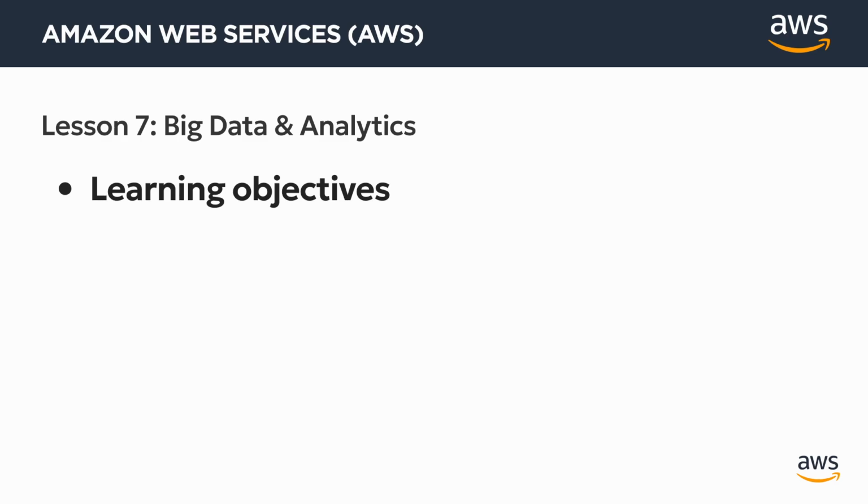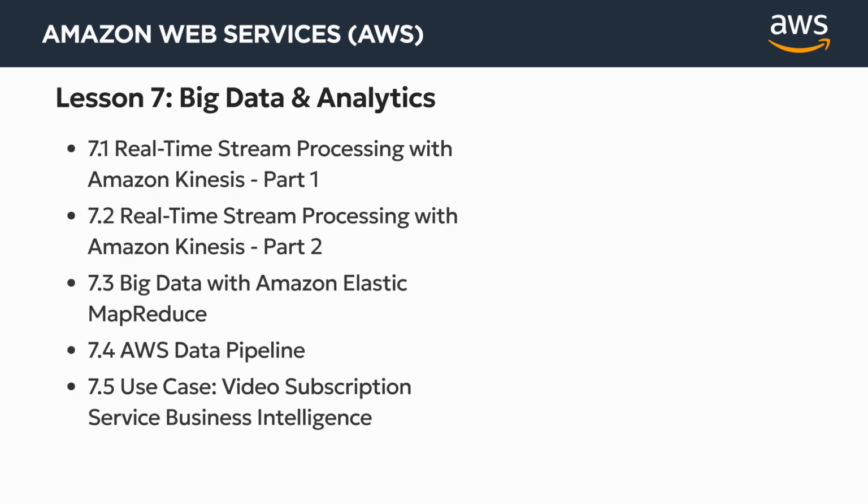Big data and real-time analytics are hot topics these days, but not necessarily a simple or easy thing to jump into. In this lesson, we will explore the exciting technologies AWS has to offer, such as Amazon Kinesis and Amazon Elastic MapReduce. We'll also review tools that make it easy to move data from one place to another, as well as a use case highlighting business intelligence by making use of a number of various services.